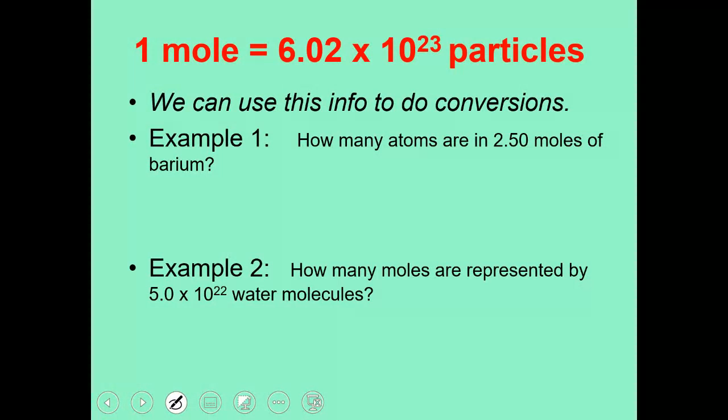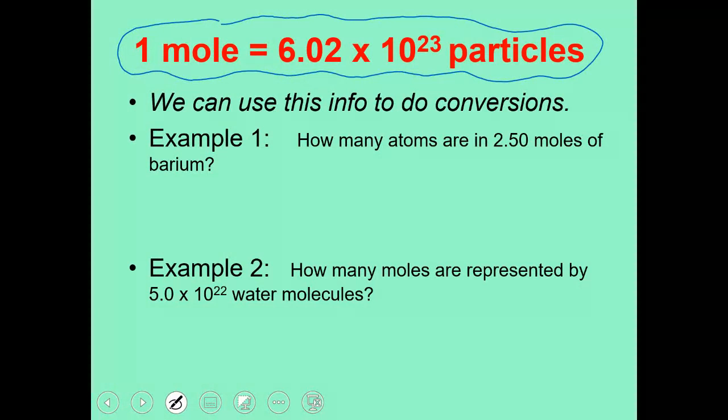Okay, so what can we do with that number? Well, just like you can say, I have 3 dozen eggs. How many eggs do I have? Well, 3 times 12 eggs per dozen is 36 eggs. We can use this number, this equality, to do conversions in the factor label system that we learned earlier in the year.